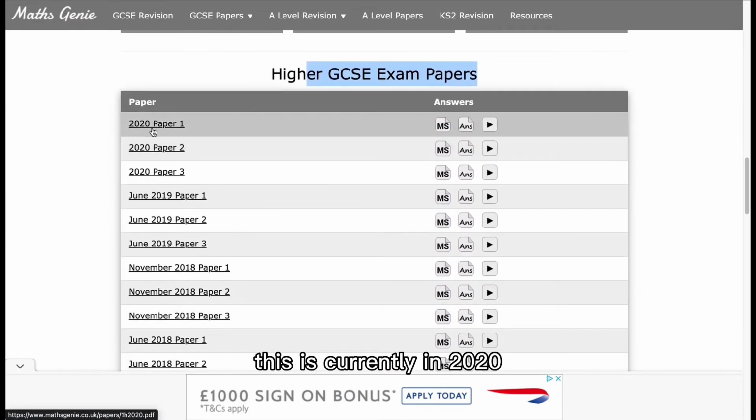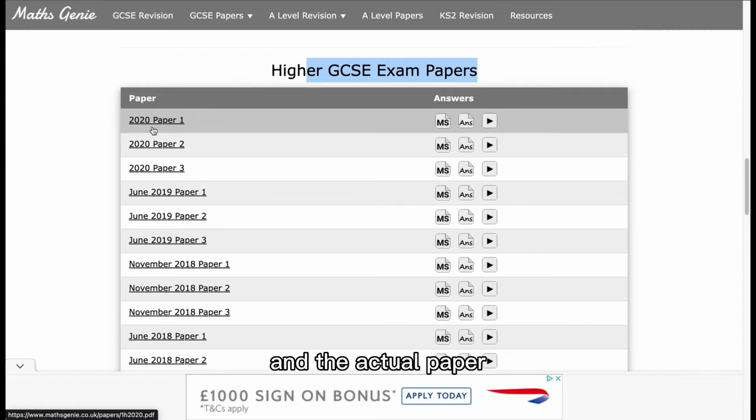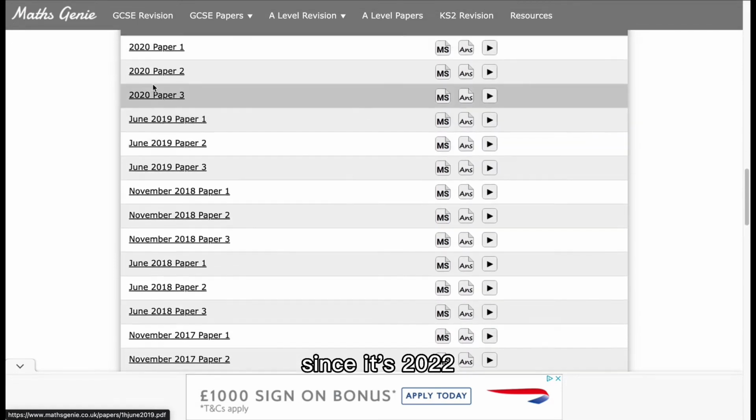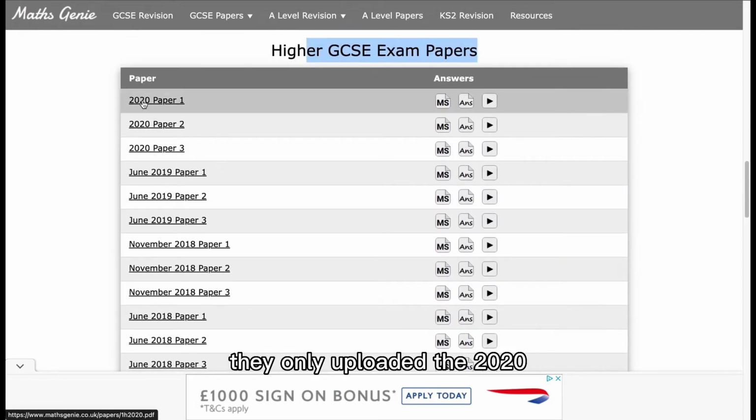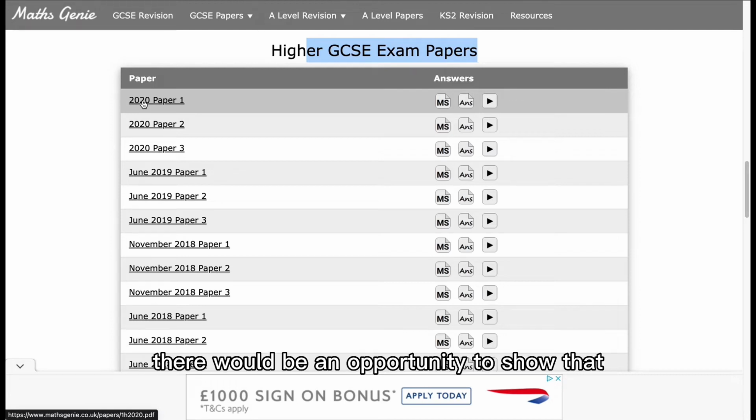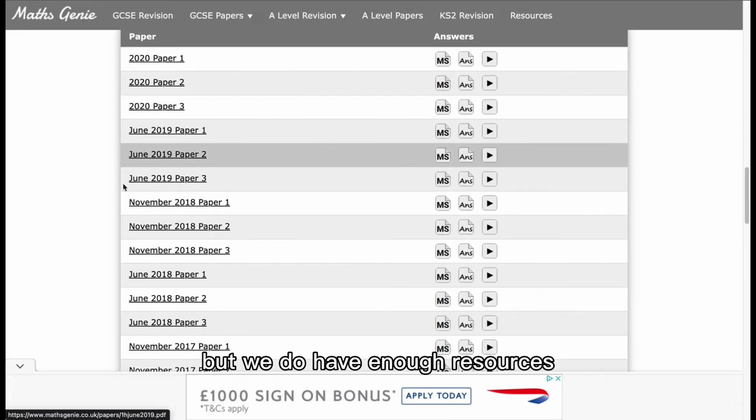This is currently in 2020. The 2021 paper will come next year, and 2022 will come. It comes every 2 years. The actual paper for Maths Genie to upload it. Since it's 2022, they only uploaded the 2020, and 2021 there was no exams. So when it comes to 2022, there would be an opportunity to show that. But we do have enough resources.